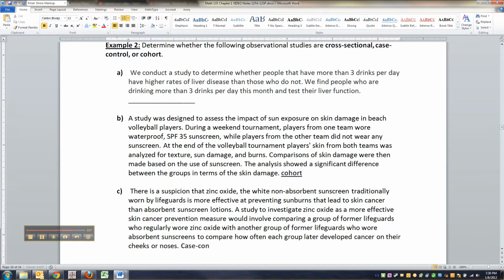Case control, right? So you didn't just dictate what people got, but you're looking now saying, hey, back in the past, what did you wear? And let me look at your skin now and see how it was damaged. The cohort, of course, is tracking them through that weekend tournament, keeping tabs on them through the whole thing. Okay, not relying on people's memories of what they wore, if you will. Whereas the case control is relying on people's memory. And this one up here is the cross-sectional.